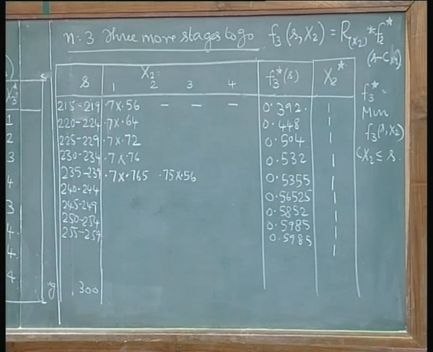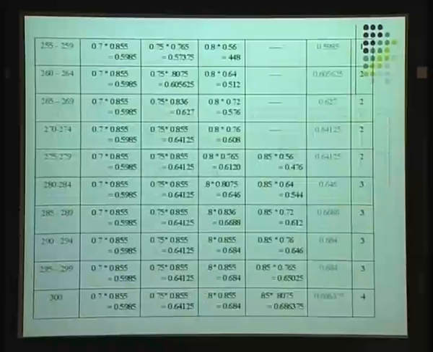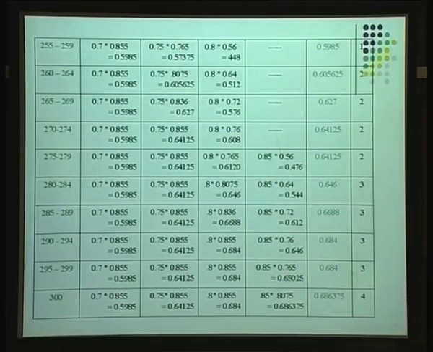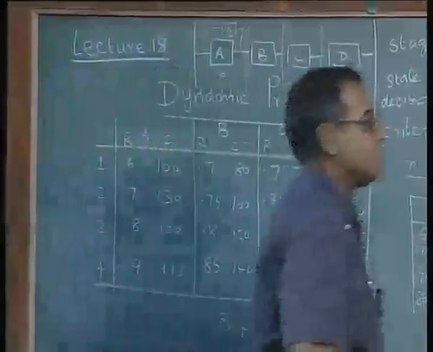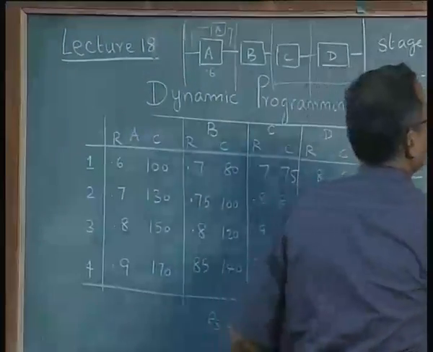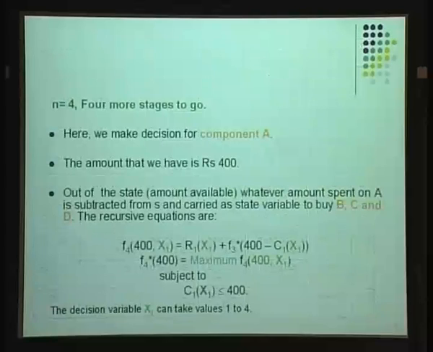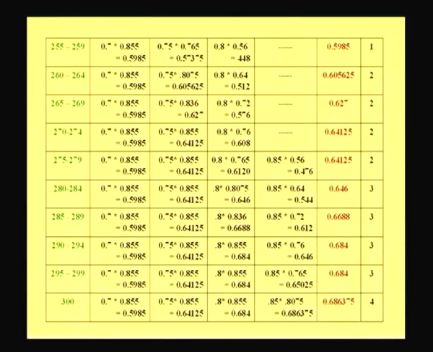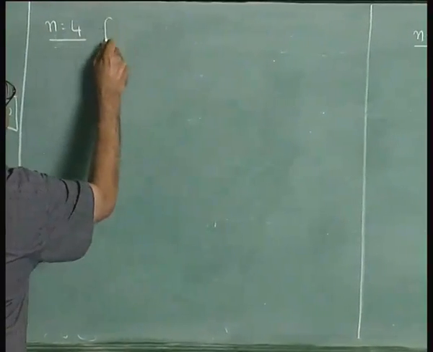At the end of the third table we had the state variable taking value 300, which is shown here, and the best value is 0.686375 with x equal to 4. Now we go to the last stage. We have 4 more stages to go, so we go back and look at n equal to 4, 4 more stages to go.